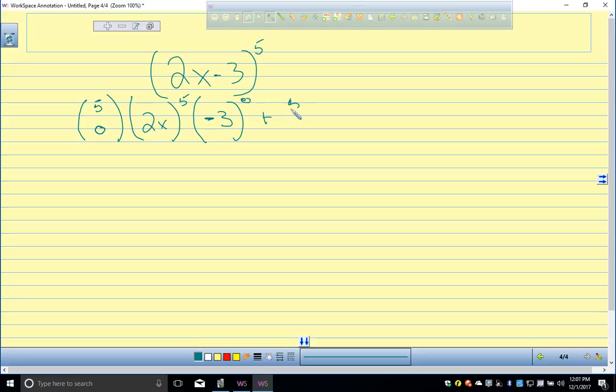The next term is going to be 5 combination 1, 2x quantity to the fourth power, negative 3 to the first power. And so on. I'm not going to finish it up. But just so you know, the last term would be 5 combination 5, 2x to the 0, negative 3 to the what?